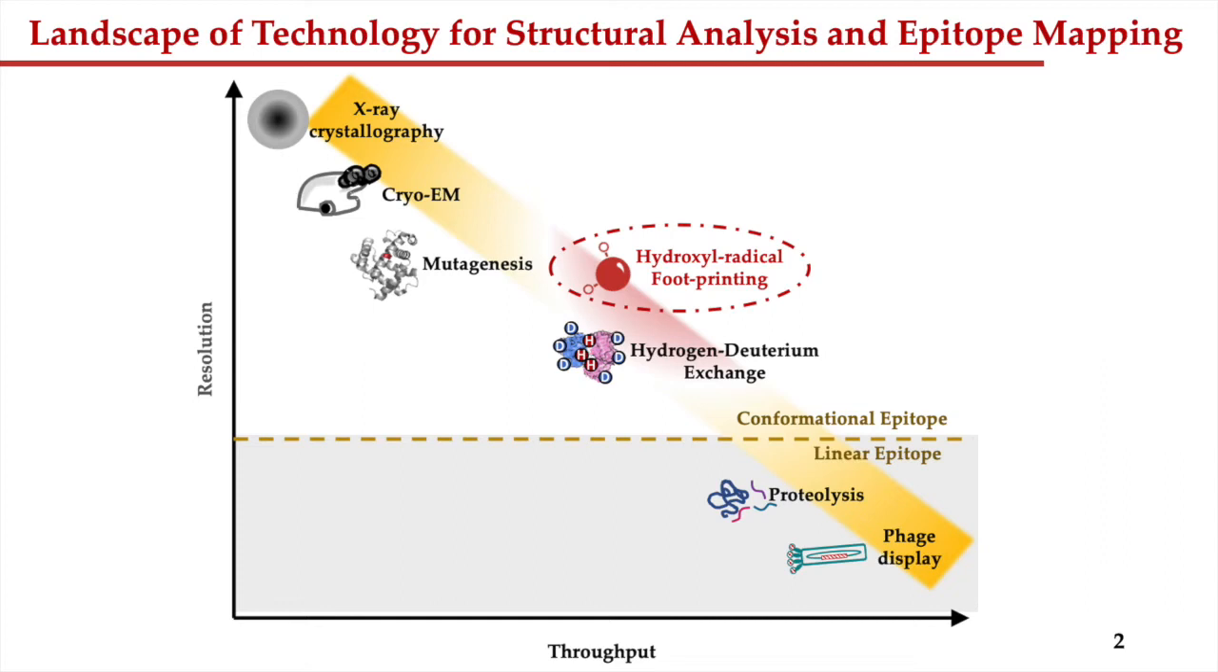So why not R here? And in particular, hydroxyl radical footprinting is using hydroxyl radicals to label the solvent accessible surface area of a protein.